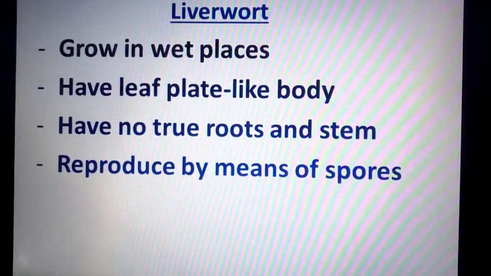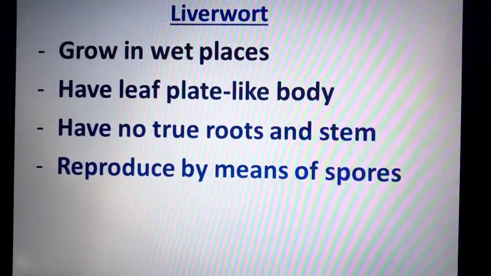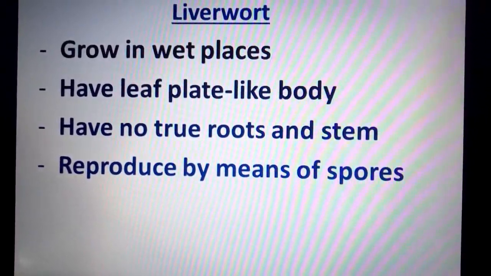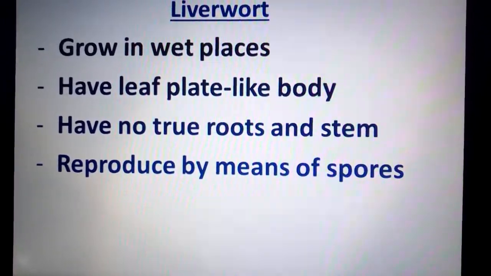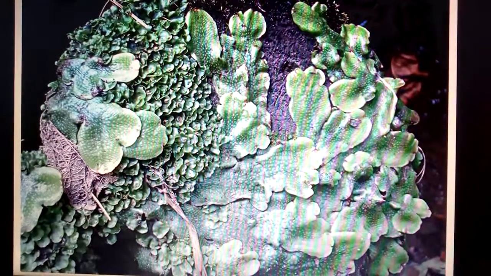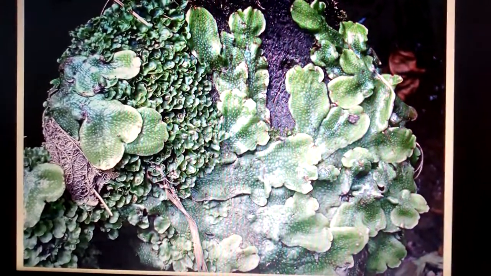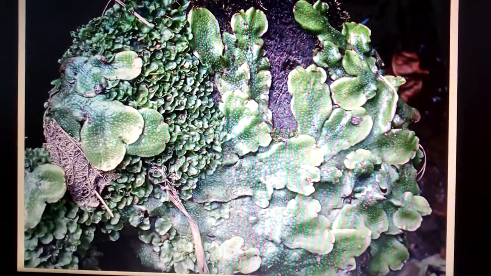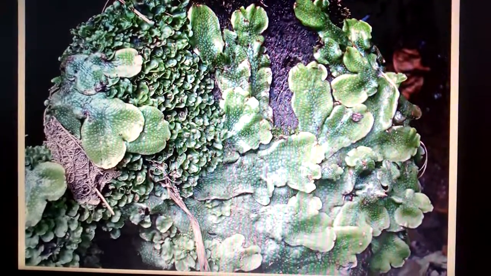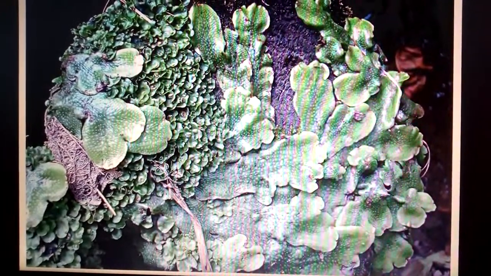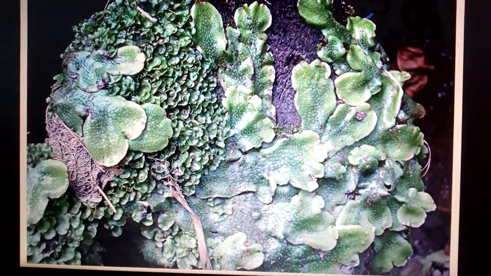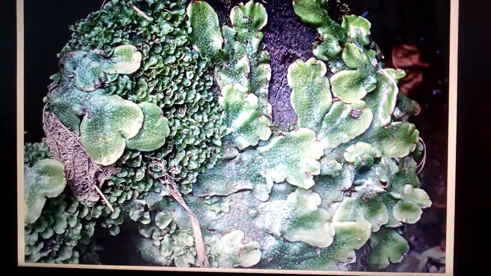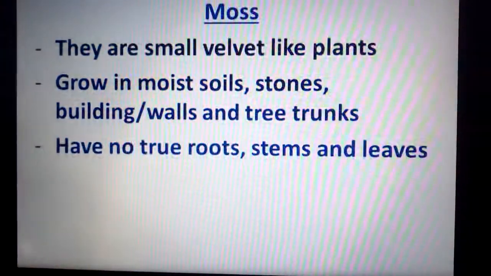Liverwort grows in wet places, has a leaf plate-like body, has no true roots and stem, and reproduces by means of spores. So as we said, they don't actually give flowers. Therefore, that is what you need to get and understand from them. So this is a picture of a liverwort. As we said, they grow in wet areas. Look at the picture, study it well, so that you're able to identify it wherever you meet it.